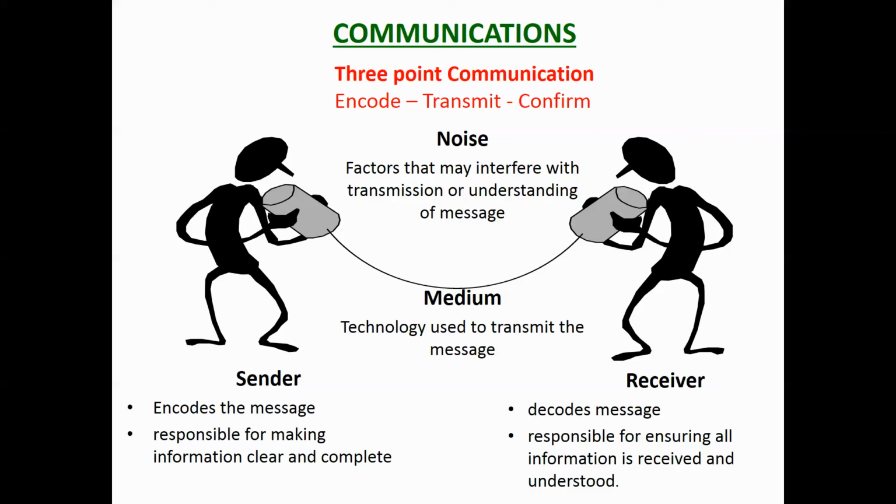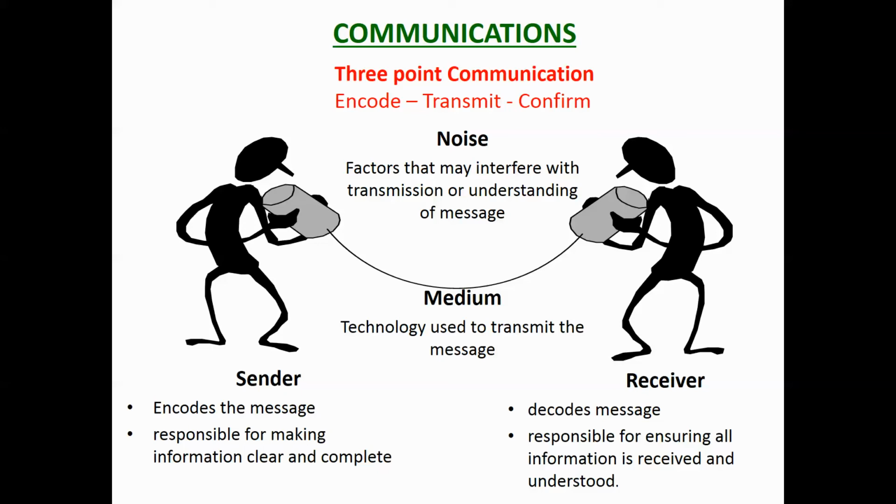It's a three-point process. Someone has a message, something that they want to tell someone else or tell a group of people. They need to encode it. In other words, they need to put it into a format where those people can understand what they're talking about. They need to transmit it. They need to get it from them to the other person, and they need to receive confirmation. So the person that receives it needs to confirm that they understand it. So they might ask questions just to make sure they understand it, or if there's information that's lacking, that they are actually getting that information.